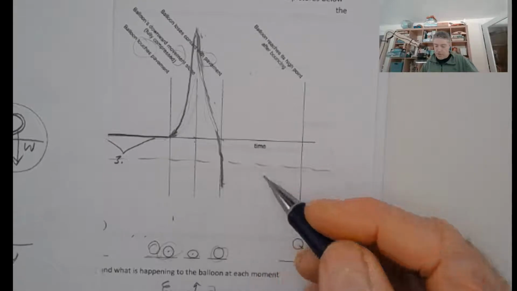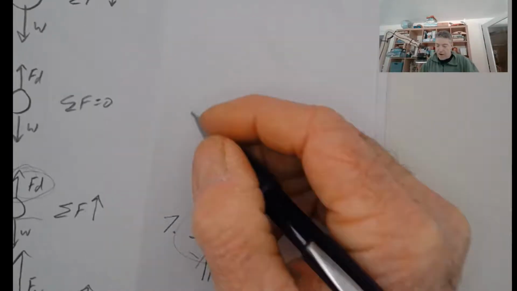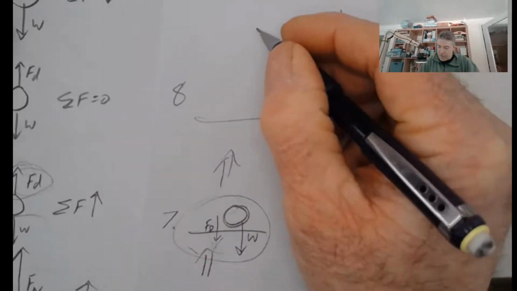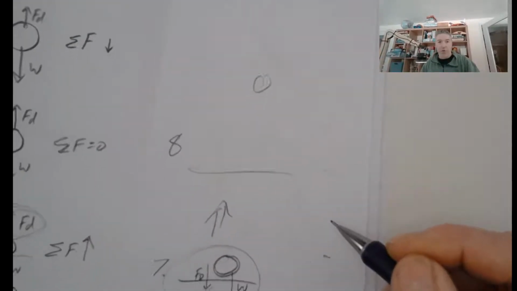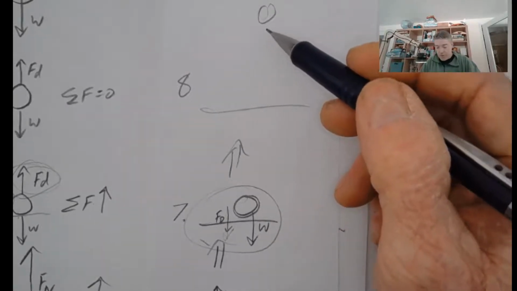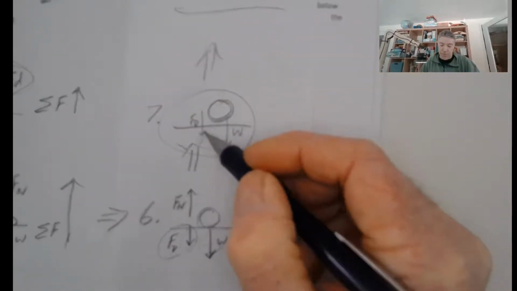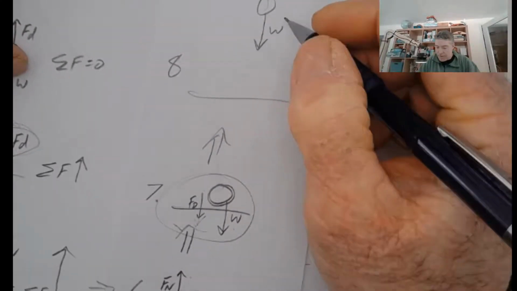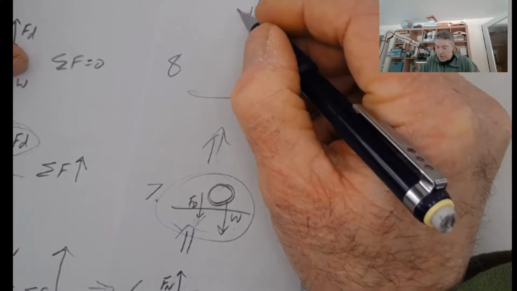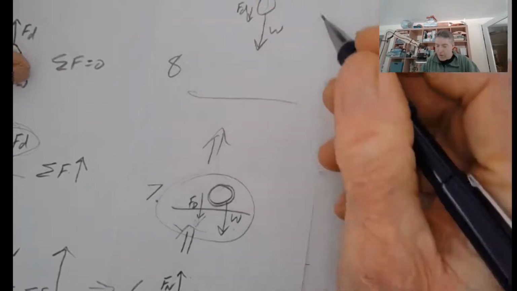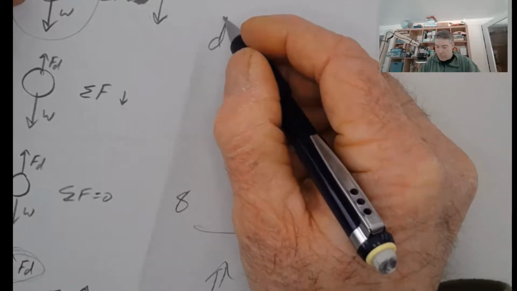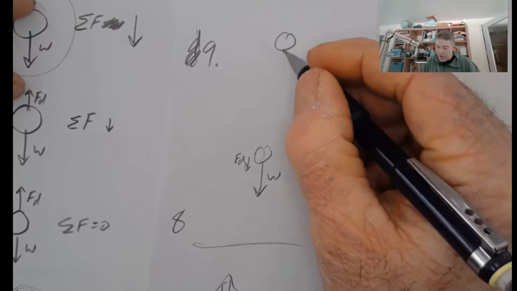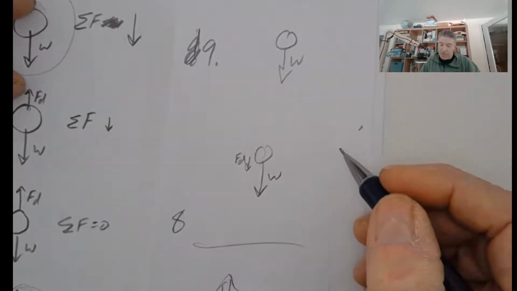Now, as the ball bounces higher and higher, it's higher off the ground, it's been going back up for a while, so it's going to go slower and slower. That's not going to change the weight, but it is going to change the drag. So as it gets higher, the weight's the same, but the drag is smaller. When it gets to its highest point, the drag is going to stop, and we'll just have weight again.